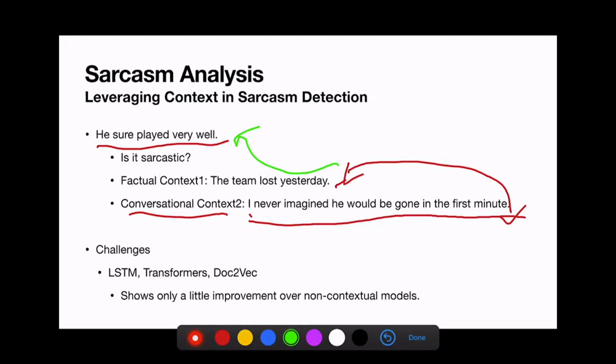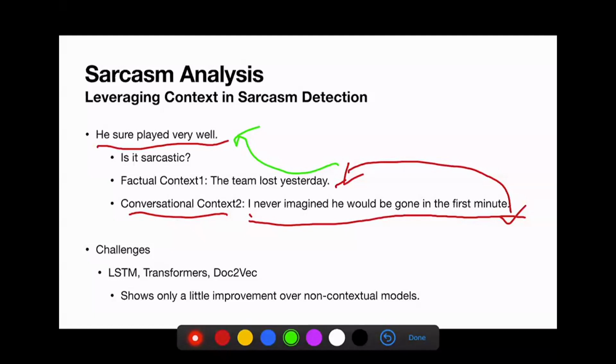Now, we used LSTM, transformer, doc2vec, such kinds of models to model this context. But in my personal experience, if you read our paper CASCADE, and if you read papers from other groups, you will find that contextual models do not really improve the result of sarcasm detection much, only very little improvement. Why so? We don't know. We really need to do research on it.